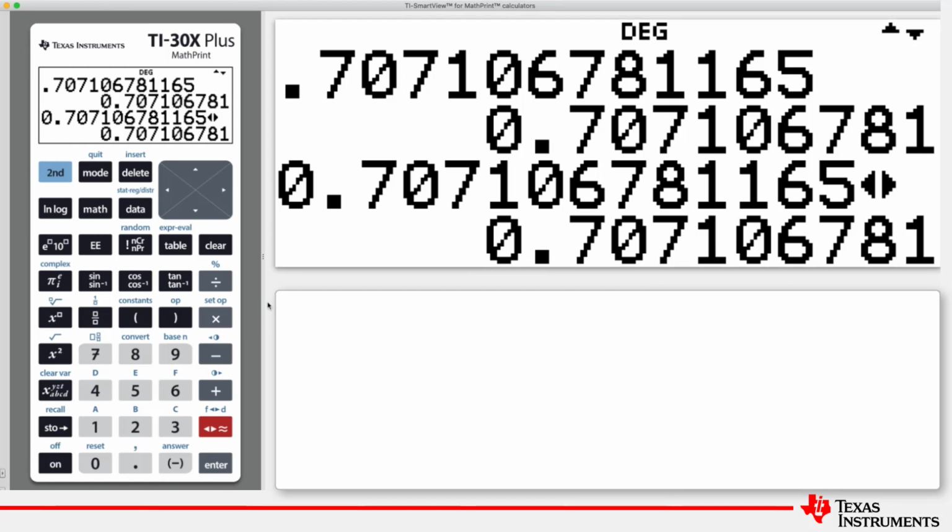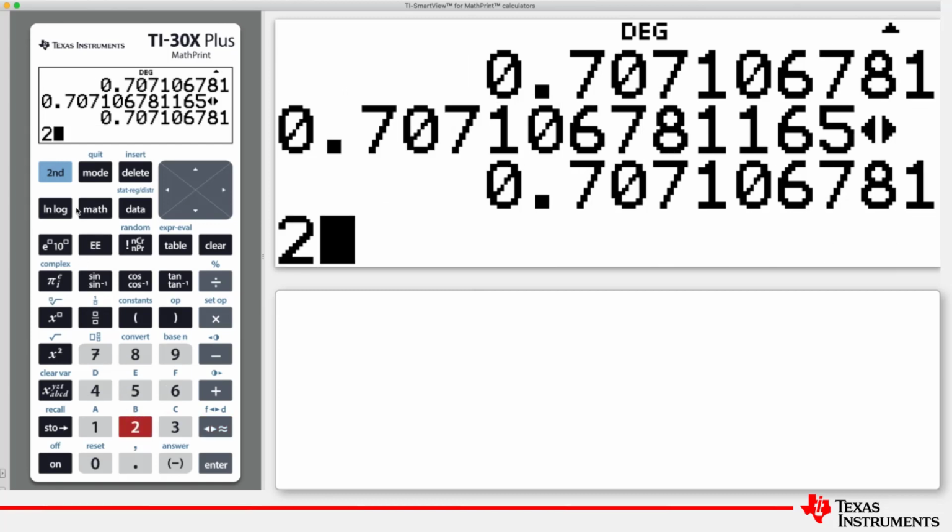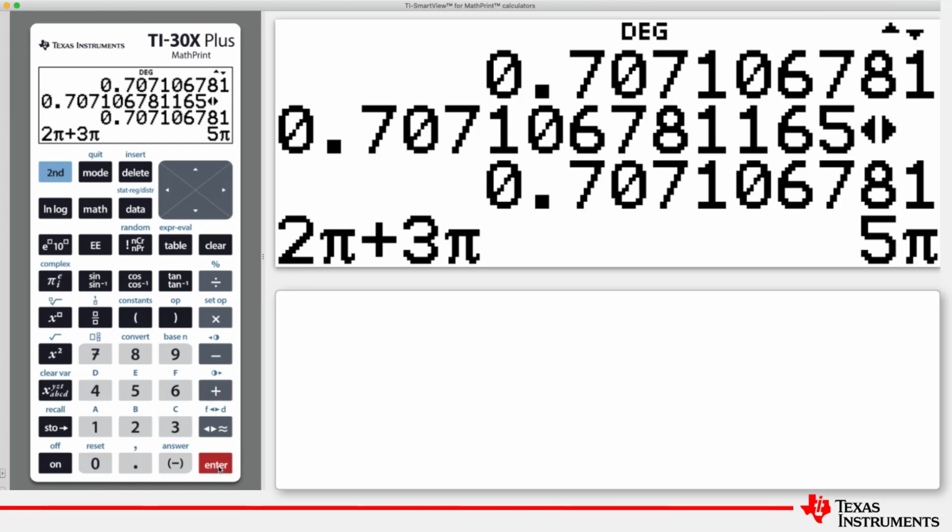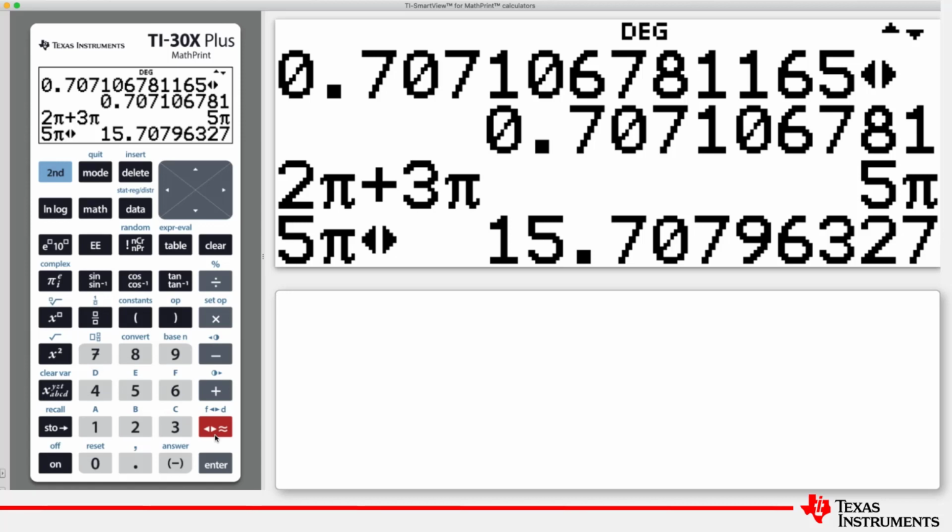The last example is with multiples of pi. So let's try looking at 2 pi plus 3 pi, and this gives us 5 pi. And we can toggle back and forth from exact answer to its decimal form as shown.